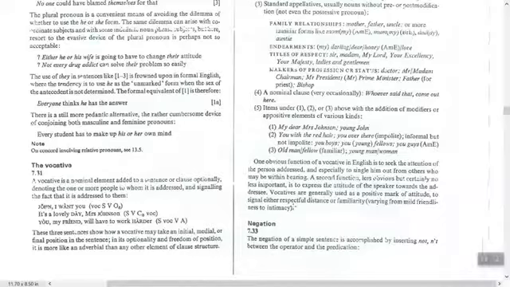Today we have the vocative. First we should know what is vocative. A vocative is a nominal element added to a sentence or clause optionally, denoting the one or more people to whom it is addressed, and signaling the fact that it is addressed to them. So this is the definition of vocative.